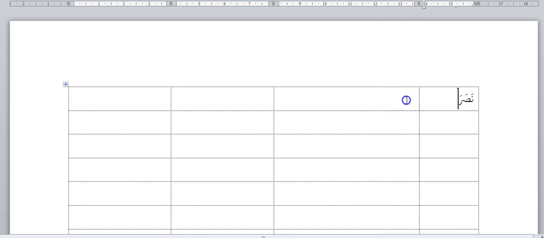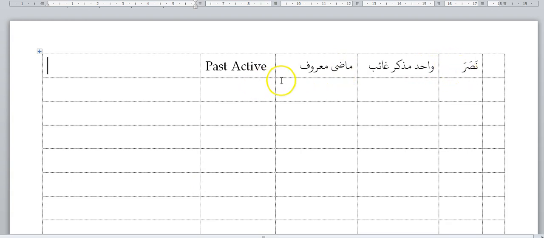Okay. The sigha is Wahid, Mudhakkar, Ghaib. And this is Madi Ma'ruf, the past active. So Nasara is Madi Ma'ruf and known as the past active.